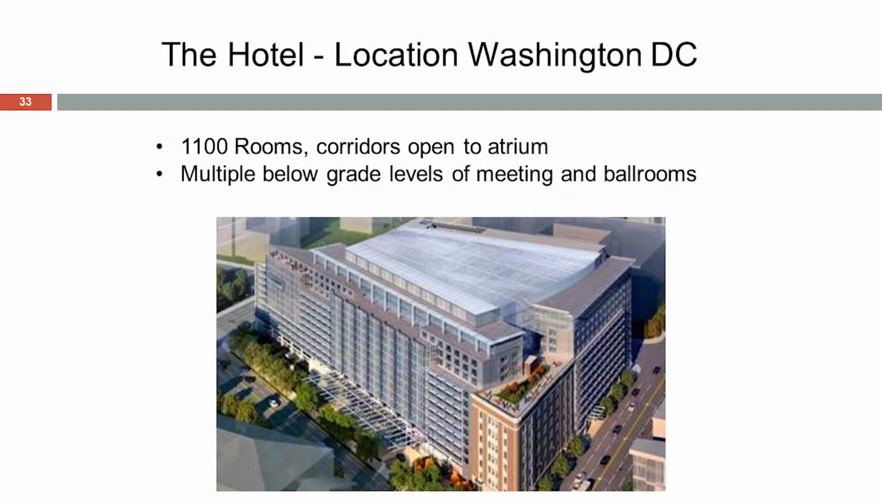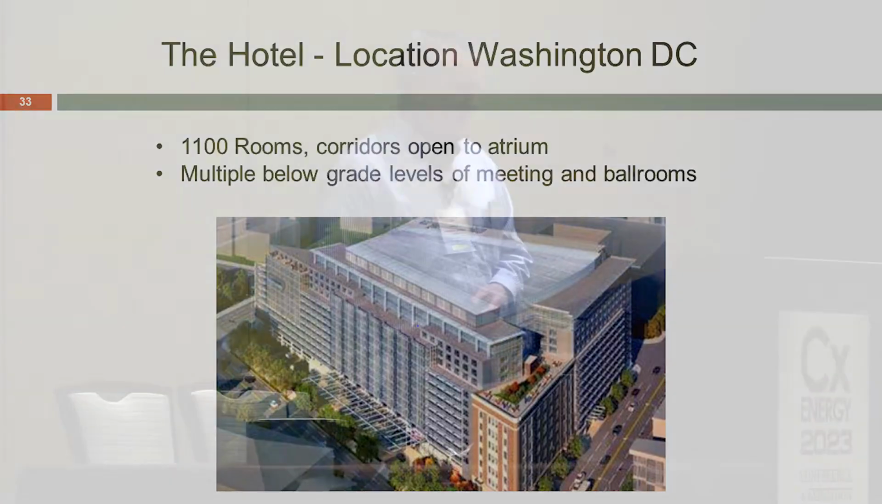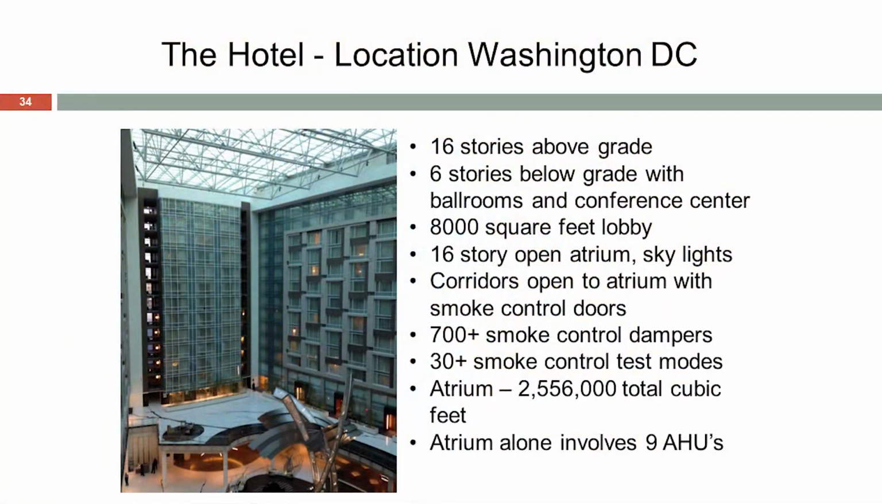So something else to keep in mind. This is a 1,100 room hotel, so obviously a pretty big structure. It had an open atrium. That's the atrium glass ceiling up on the top there that you see. It also had multiple grades below level for an added level of difficulty. This is inside. This is the atrium. We have 16 stories above grade, 6 below, with ballrooms and conference center. 8,000 square feet of lobby and 16 stories tall.